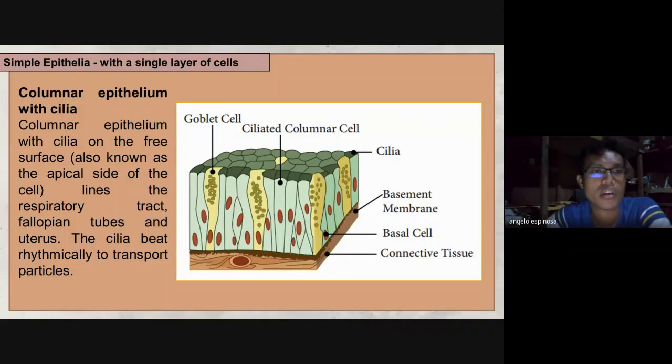And we have columnar epithelium with cilia. It is a simple epithelium, epithelia with a single layer of cells, but columnar with cilia. What does cilia mean? The hair-like, finger-like projections we discussed. Columnar epithelium with cilia on the free surface, also known as the apical side of the cell, lines the respiratory tract. Where do we see the respiratory tract? In the lungs, for our breathing.